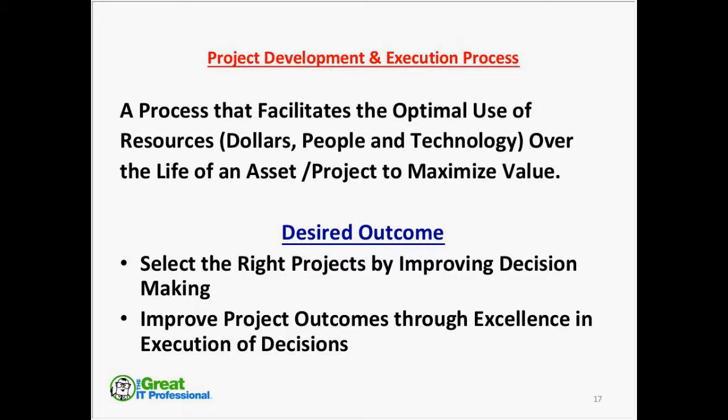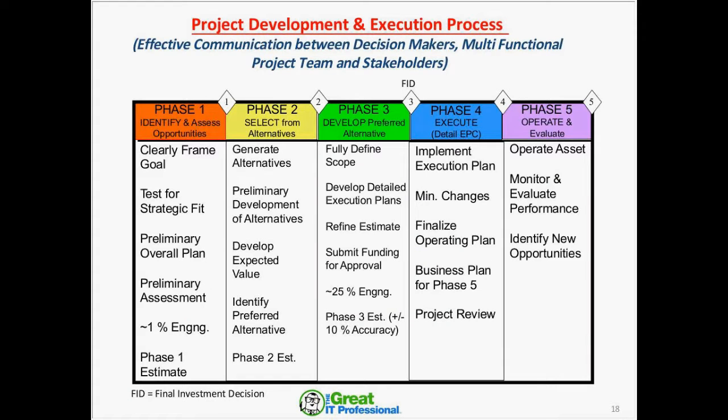To expand a little more on this process, slide 18 shows the project development and execution process. Phase 1: identify and assess a business opportunity. You clearly frame the goal. You're looking for strategic fit, etc. You've typically done very little engineering, about 1%, and you'll come up with what we call a phase 1 estimate, which would have a high contingency and a wide accuracy, both on the cost estimate and schedule.